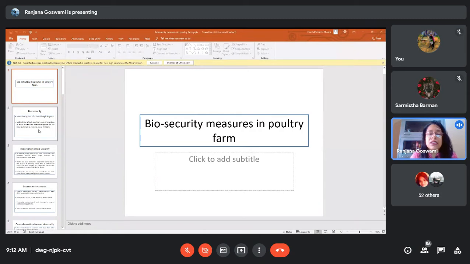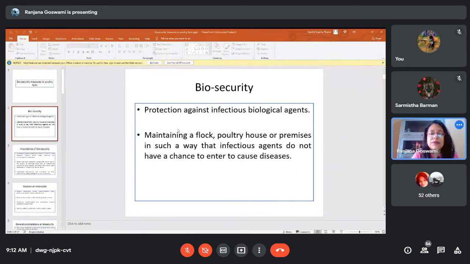Let us see what the terminology is. It means protection against infectious biological agents. Whenever you are thinking about poultry, since the birds are very small, even a slight change of anything matters. If the birds are not healthy, they may not show any symptoms, but if they are not good internally, then the production of the birds will be affected.